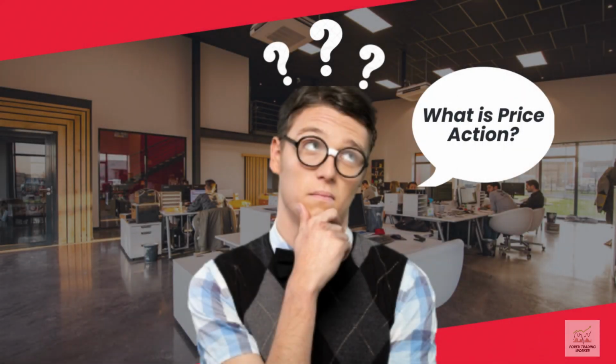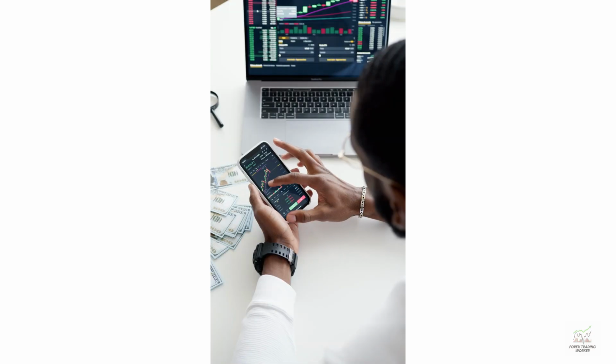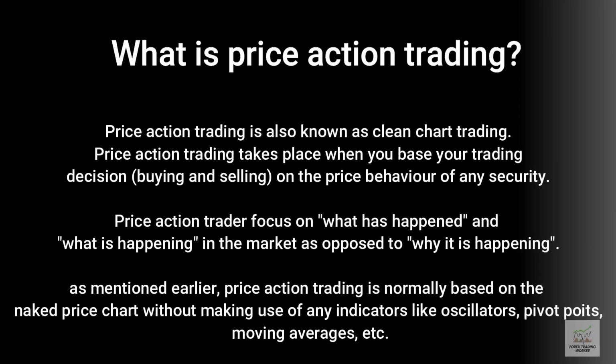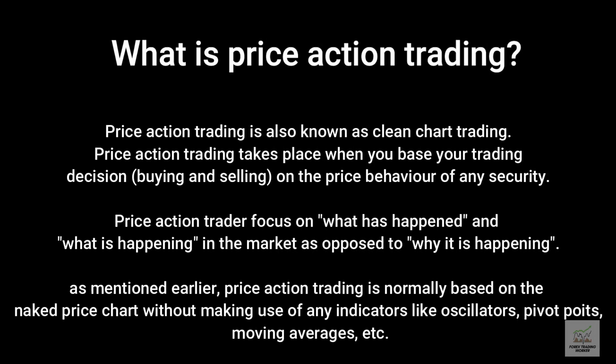What is price action trading? Price action trading is also known as clean chart trading. Price action trading takes place when you base your trading decision, buying and selling, on the price behavior of any security. Price action traders focus on what has happened and what is happening in the market as opposed to why it is happening.